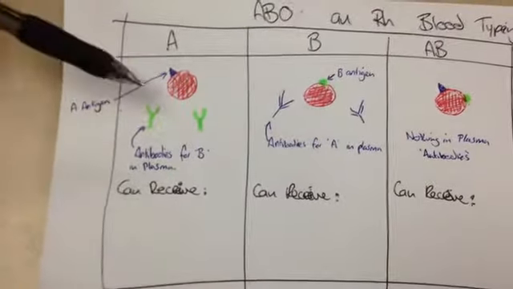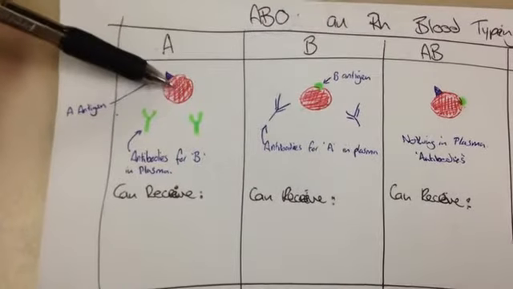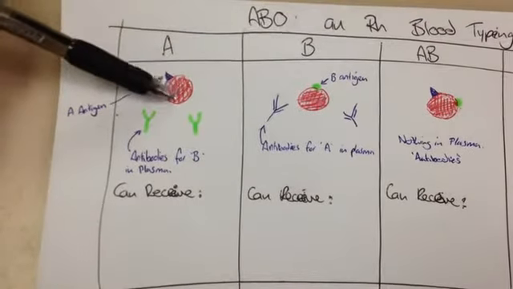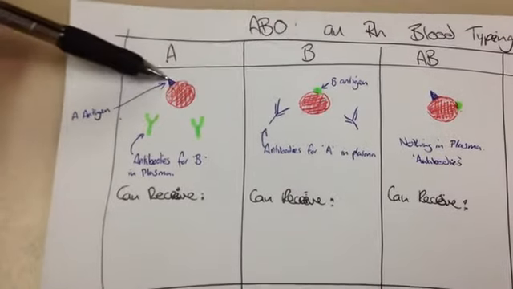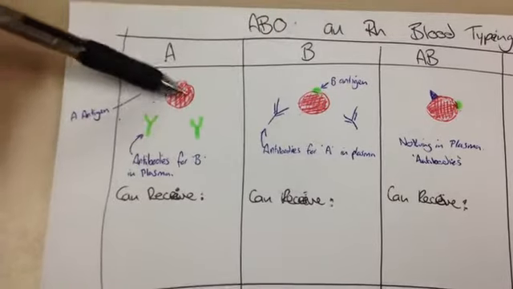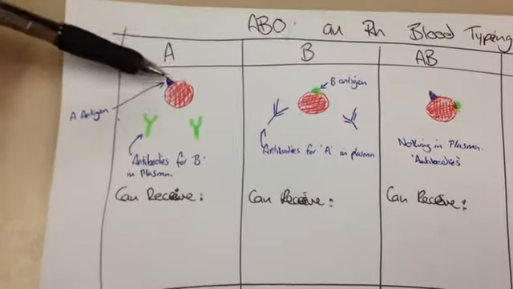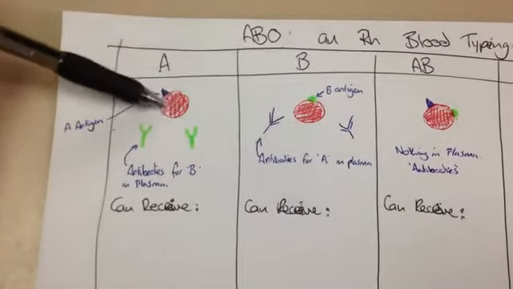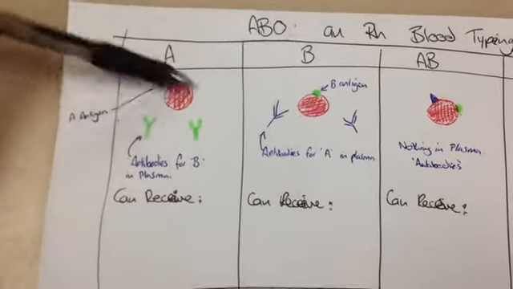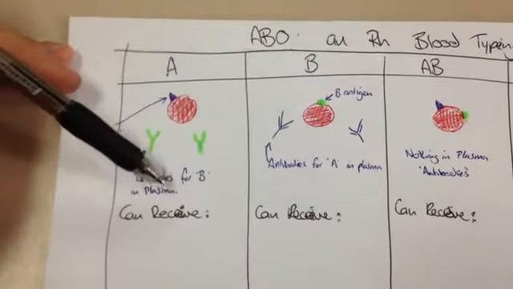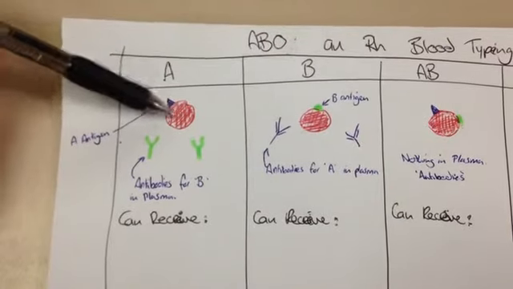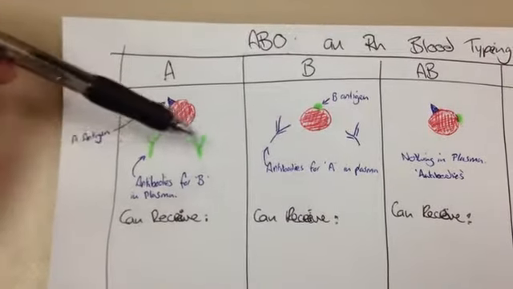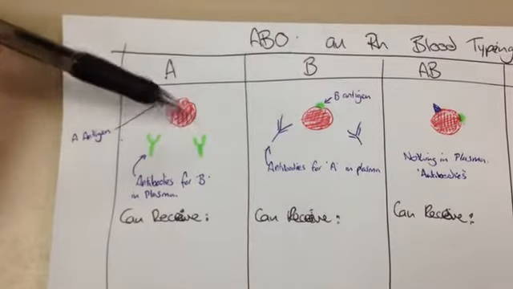So we'll go to A. This is a red blood cell here, no nucleus, as we remember, and full of hemoglobin, transporting our oxygen around. It's got an A antigen on it, and that's all it's got. That's how we know that it's an A blood type. So A antigen, A blood type, and then in our plasma, which is outside of the blood cell, we're going to carry antibodies for B. So we're protecting ourselves against the B antigen.